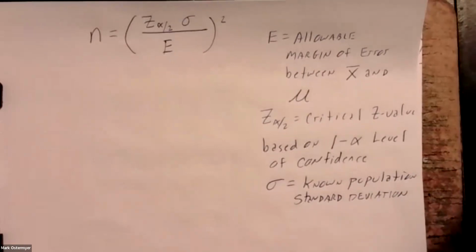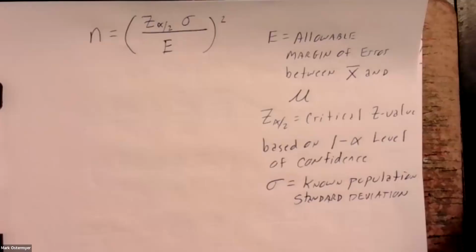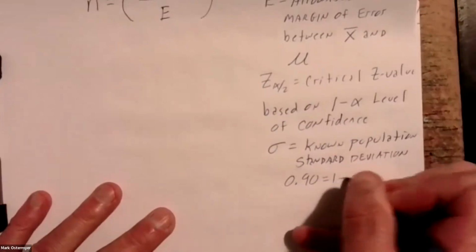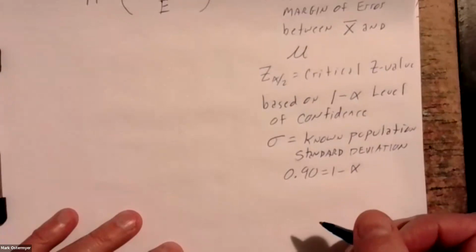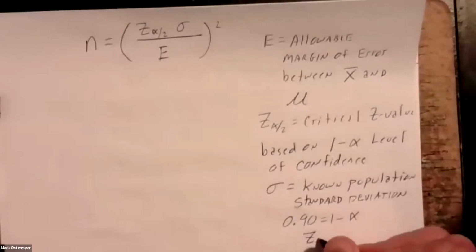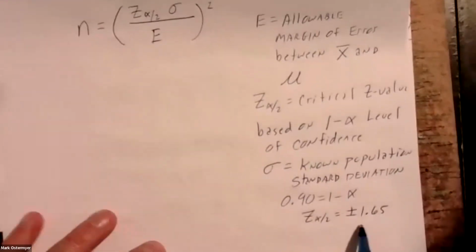Now, in this formula, what do we know from our word problem? Let's go back and investigate. Number 23. How large a sample must she select if she wishes to be 90% confident? Okay, right there. If we want our level of confidence to be 90%, what's our critical Z value going to be? Does anybody remember? 90%? 1.65. Yes. So our critical Z values are going to be positive, negative 1.65. That's your critical Z value.